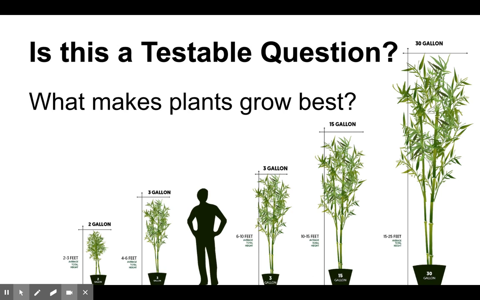All right. So here's an example at the end of our notes for today. And again, I'm not going to give the answer to this because I want one of you in our lesson tomorrow to be able to talk through this. So is this a testable question? Why or why not? What makes plants grow best? Okay, so I'm actually just going to leave it there, and then we'll come back to this tomorrow. You already saw the answer, but we need to think about why. All right.